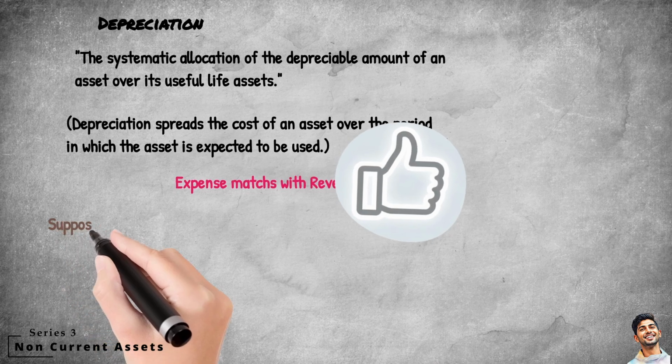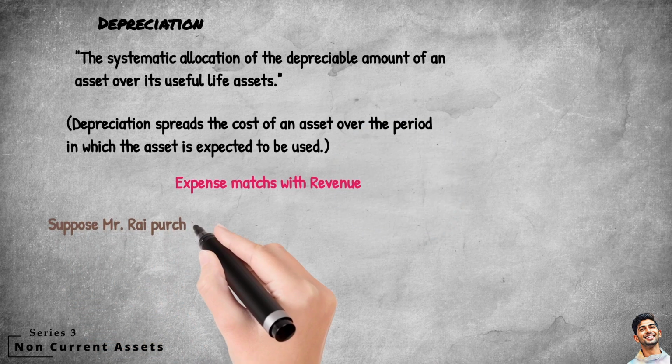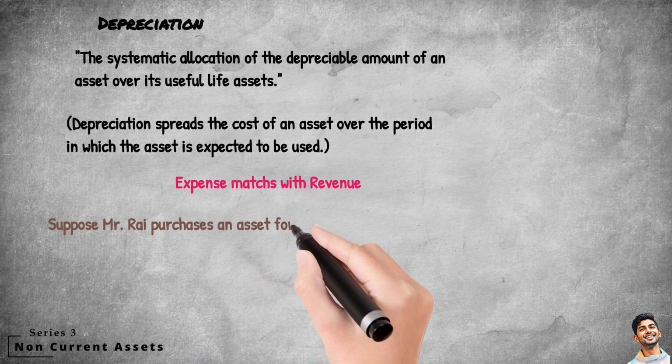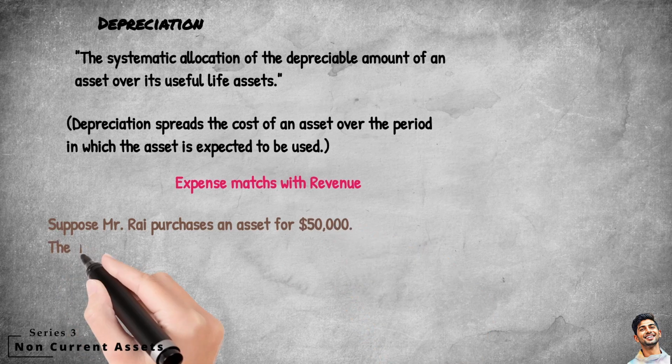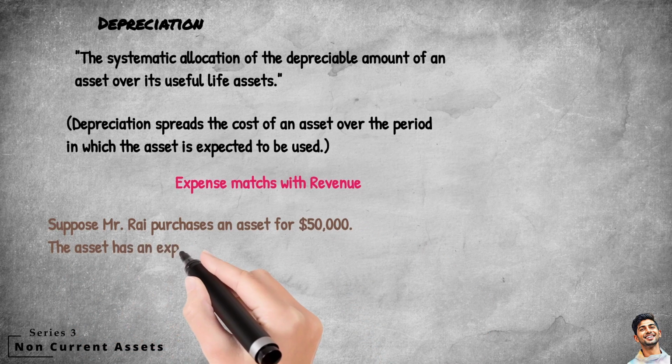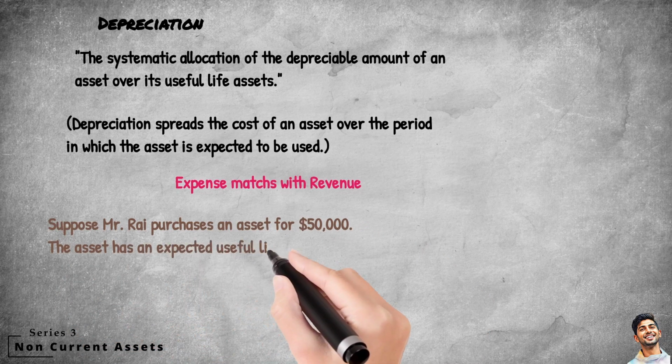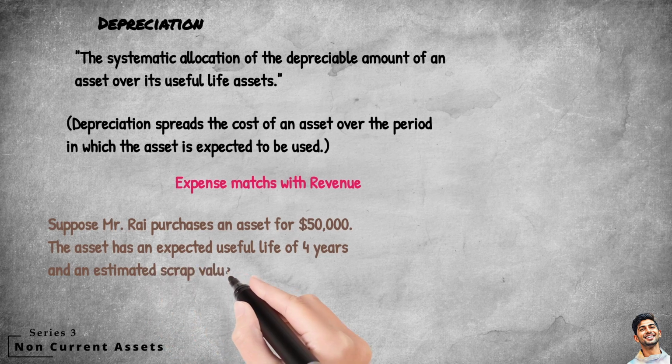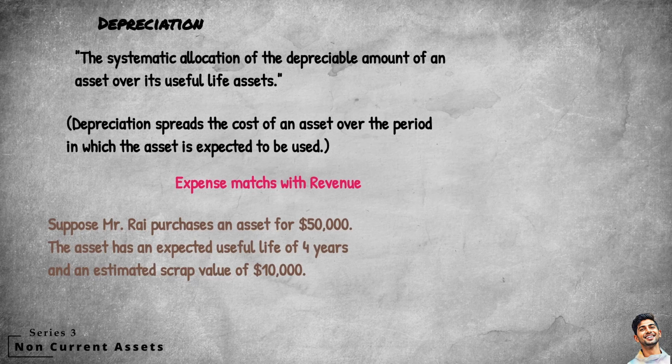Let's understand this with an example. Suppose Mr. Rai purchases an asset for $50,000. The asset has an expected useful life of 4 years and an estimated scrap value of $10,000. Now think about it. The asset will provide benefits over all 4 years, not just in year one.